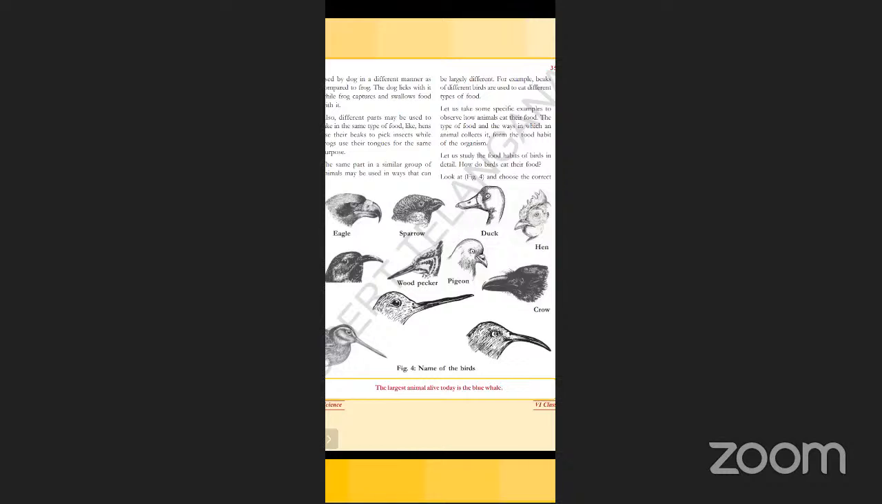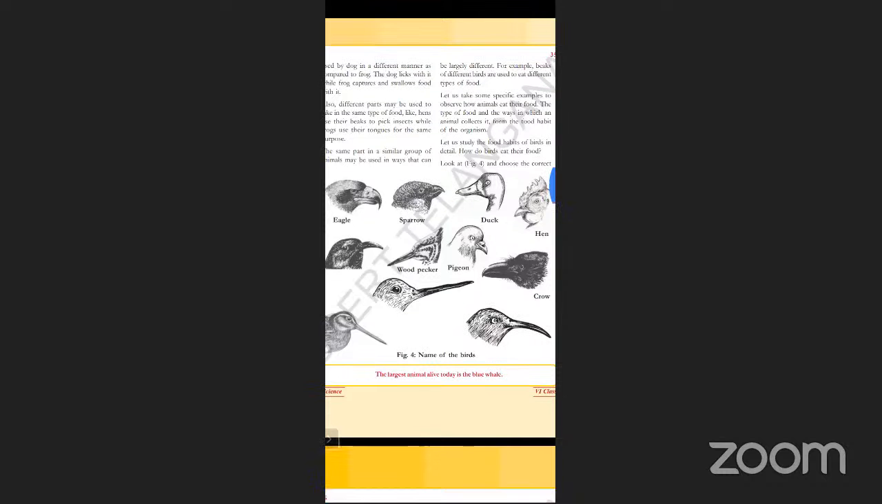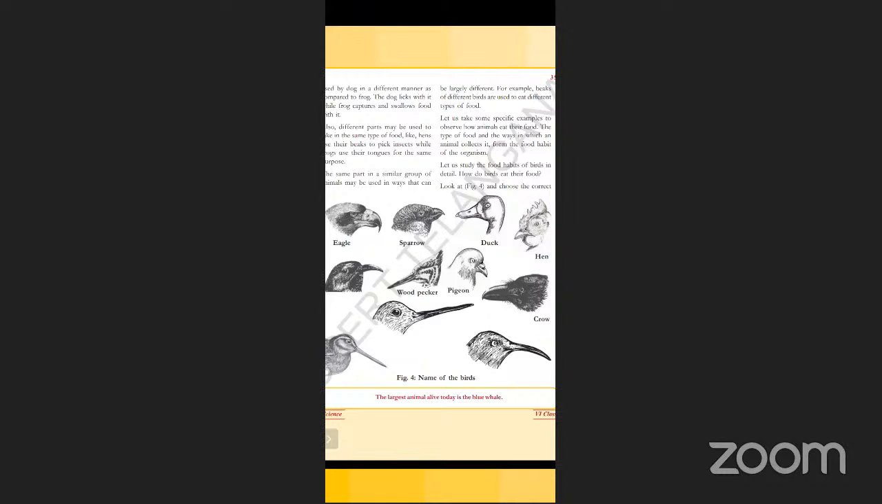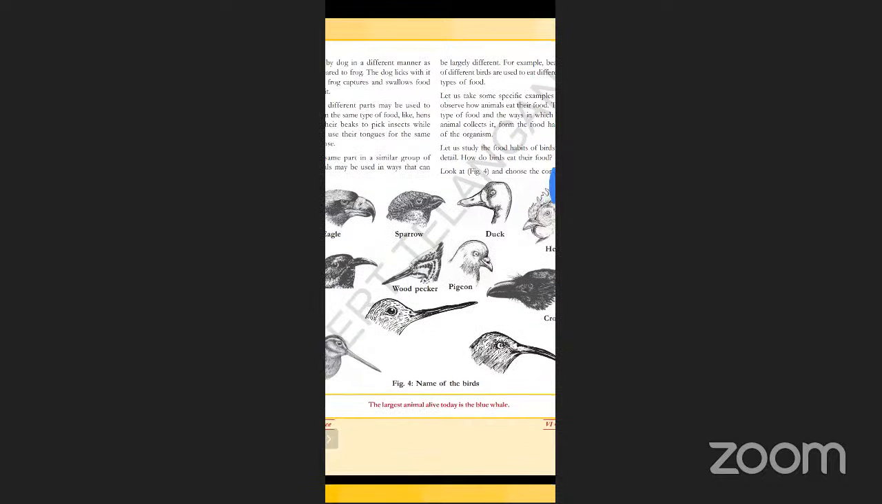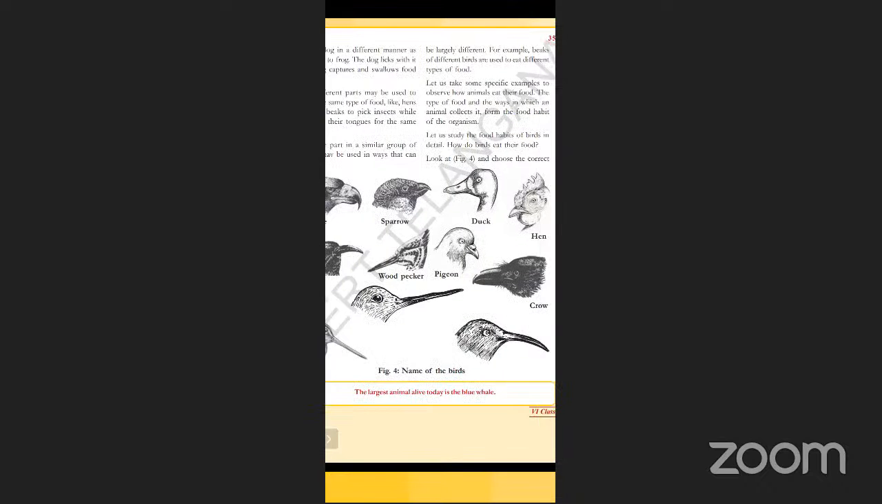So all of you observe this for 30 seconds. Ready, your time starts now. When you compare the beaks of these birds, they are different from one another. Yes or no? Some have a sharp curved beak, some have a pointed beak, some have a straight beak. See, the duck to sparrow, sparrow to eagle, eagle to hen, hen to crow, like this. You see hummingbird, woodpecker, etc.